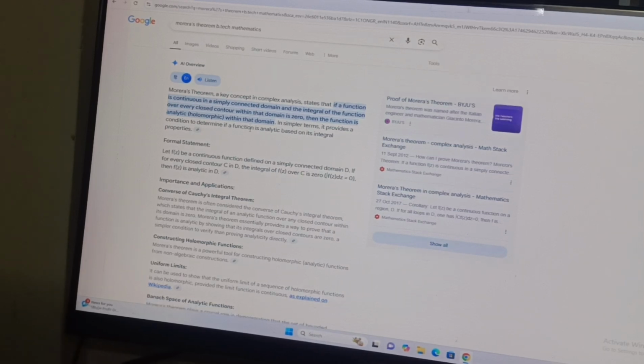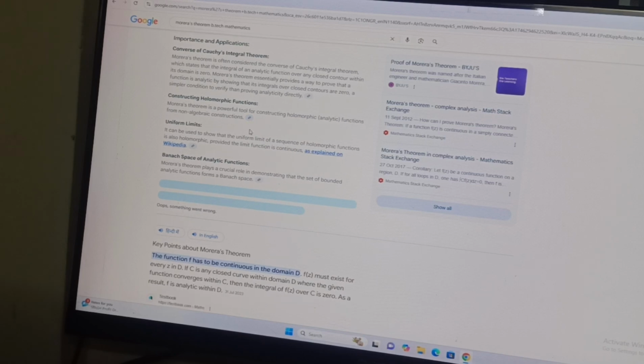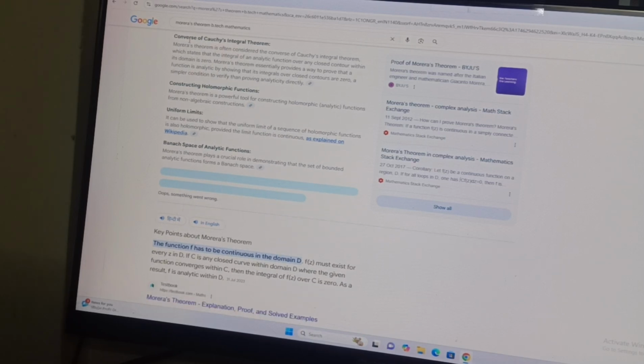Okay, so I have told you that it is the converse of the Cauchy integral theorem. Morera's theorem is often considered the converse of the Cauchy integral theorem, which states that the integral of an analytic function over a closed contour in its domain is 0. Morera's theorem essentially provides a way to prove a function is analytic by showing the integral is zero. So this is all about this.